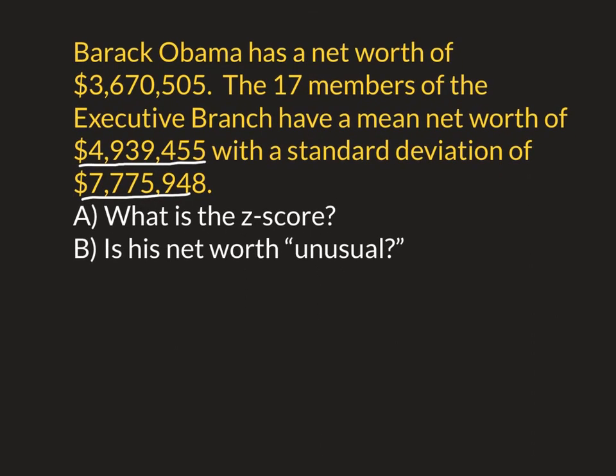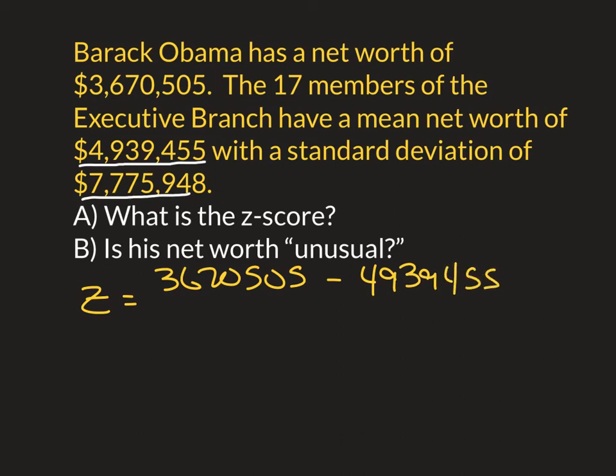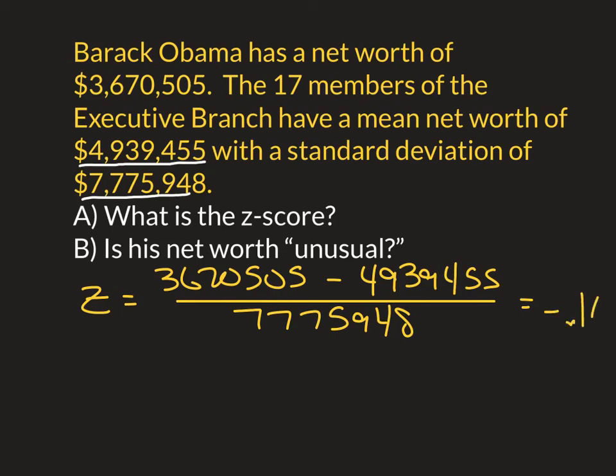To find a Z-score, just go with the formula there. I'm going to say the Z is X, which is his net worth, minus the mean, which is this one, divided by the standard deviation, which is 775,948. I'm going to punch that in real quick. As I punched it in, I got -0.16. Now, I was expecting negative, mainly because his net worth is below the mean. Because it's below the mean, you would expect a negative Z-score.